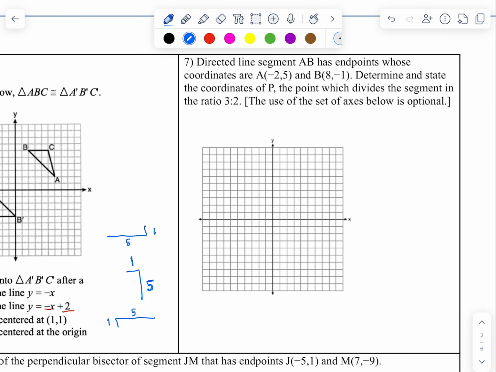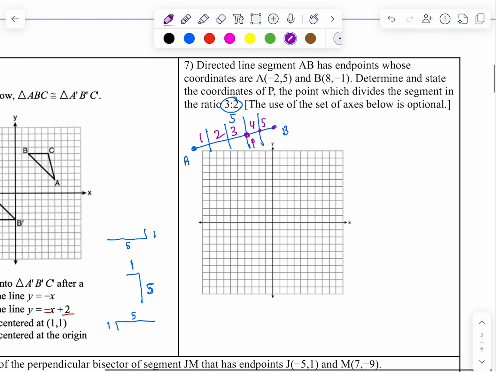Okay, here, I'm not going to use the grid. You can use the grid if it's helpful to you. So we have a 3:2 ratio that we're splitting the line segment into. That means 5 parts in total. We have line segment AB. I'm just going to do an estimate picture. 1, 2, 3, 4, 5 parts. And the 3:2 ratio means that there's going to be 1, 2, 3 parts, and then this point P, and then the remaining 2 parts after that. So the point is going to be located closer to point B than point A. So point B is going to get the heavier weight.